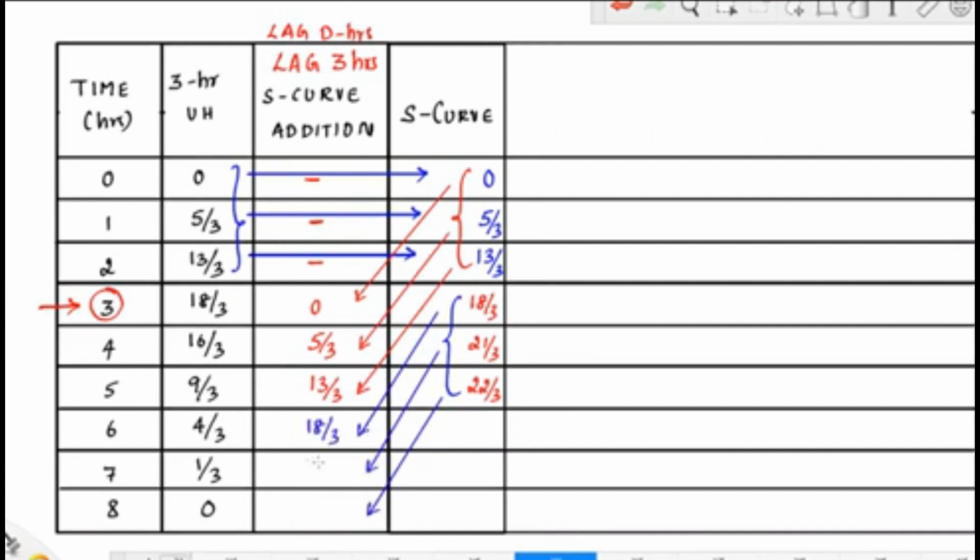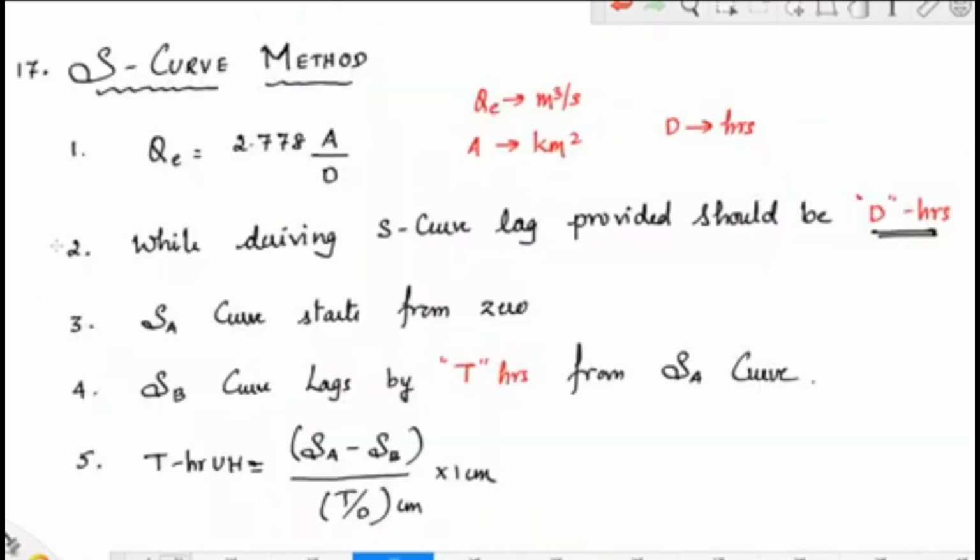18 by 3, 21 by 3, 22 by 3. 4 plus 18, 22 by 3, 1 by 3 plus 21 by 3, 22 by 3, 0 plus 22 by 3, 22 by 3. S curve over. Now you have derived the S curve.